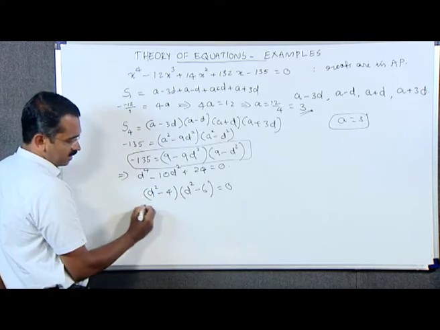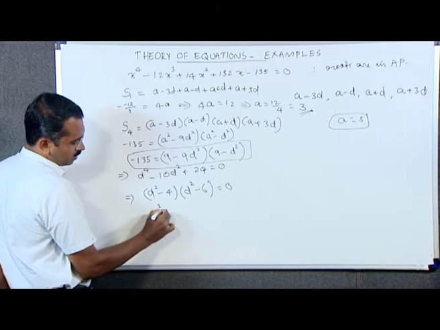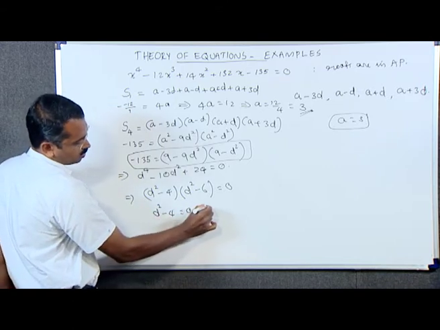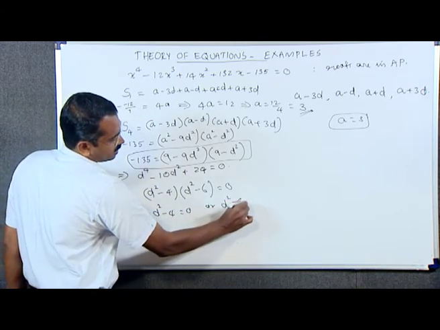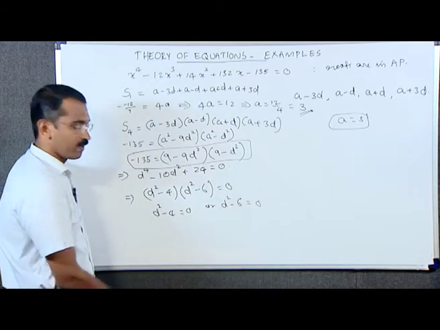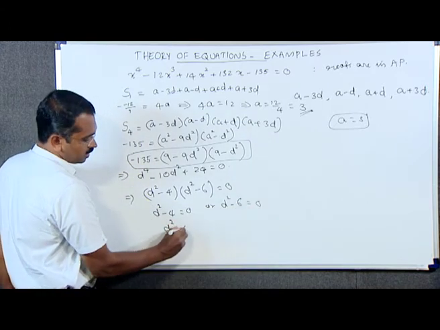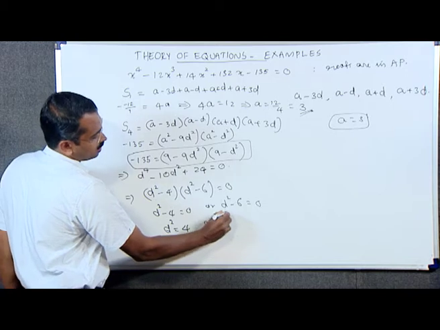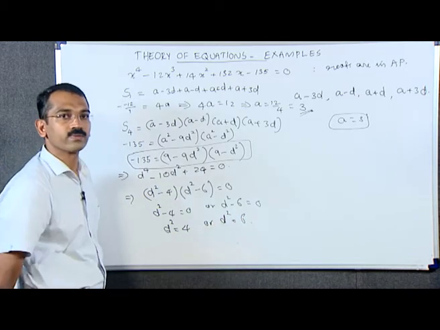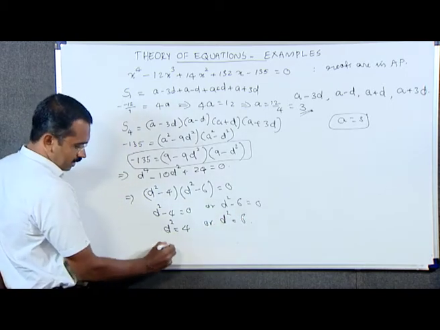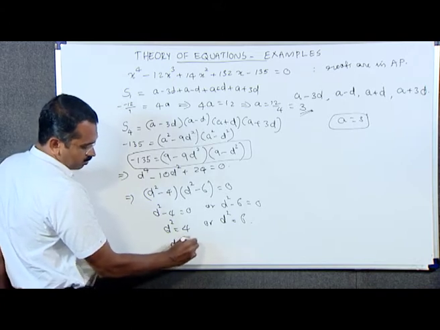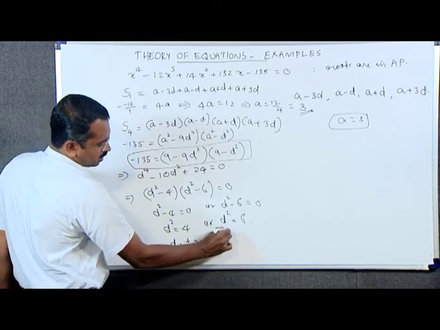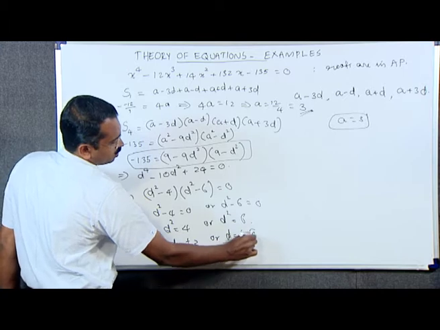From this we can write d square minus 4 is equal to 0 or d square minus 6 is equal to 0. That is d square is equal to 4 or d square is equal to 6. That is d is equal to plus or minus 2 or d is equal to plus or minus root of 6.